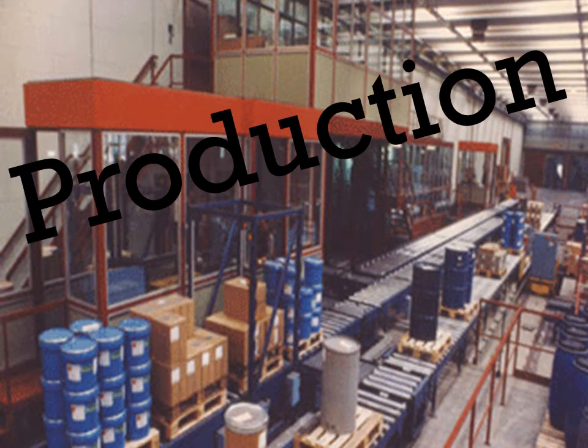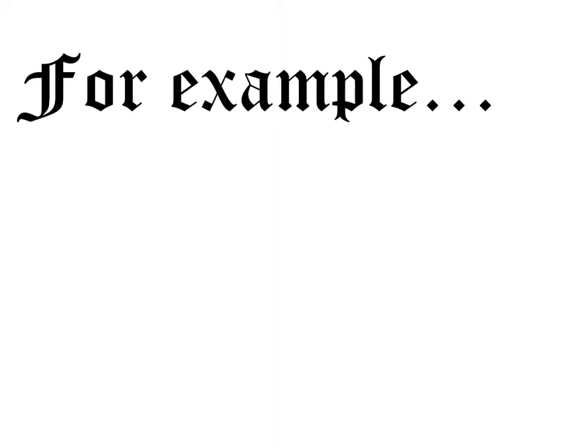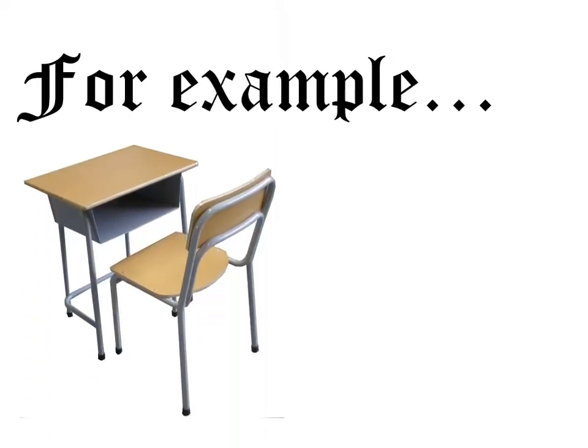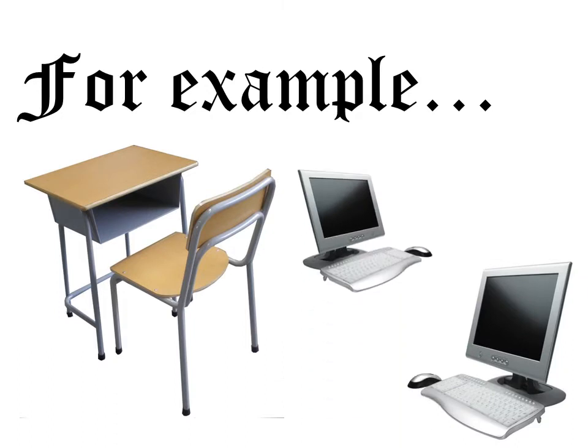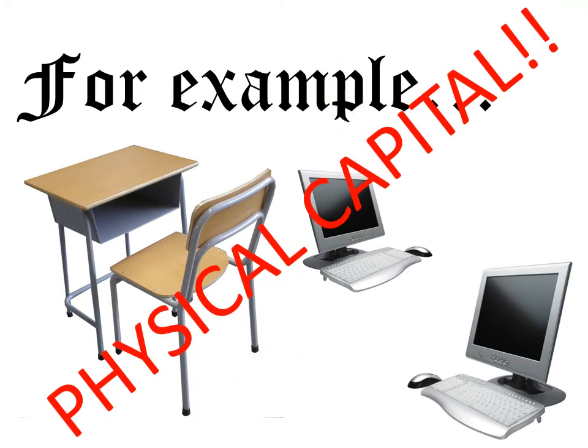Production is the process of creating goods and services. When all the factors of production are put together, a good or service can be made. For example, in a typical classroom, you can find desks, chairs, and a computer or two. What would we call this? If you said physical capital, you're right. Your teachers use these objects along with their human capital of knowledge and know-how to produce genius students.